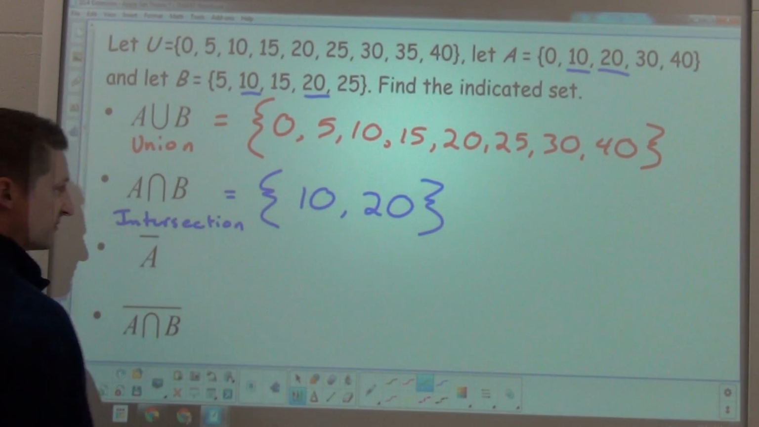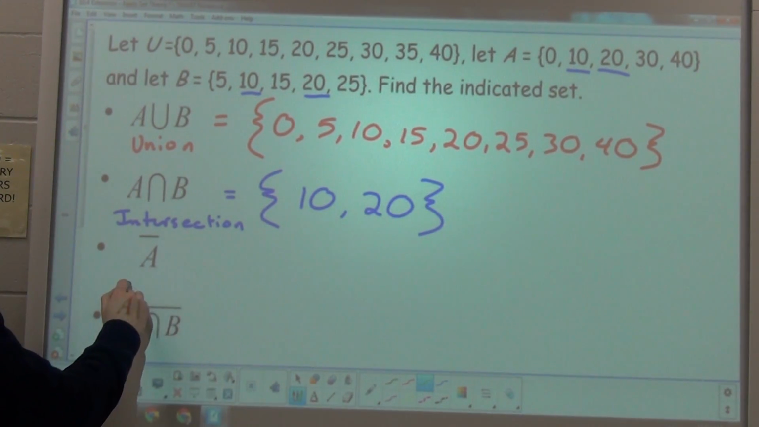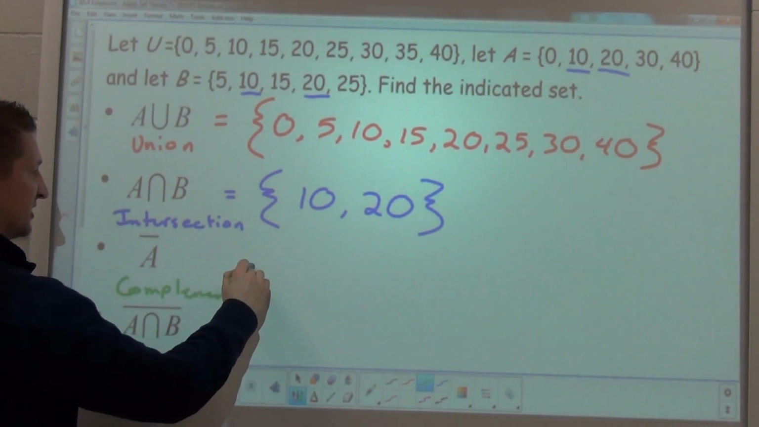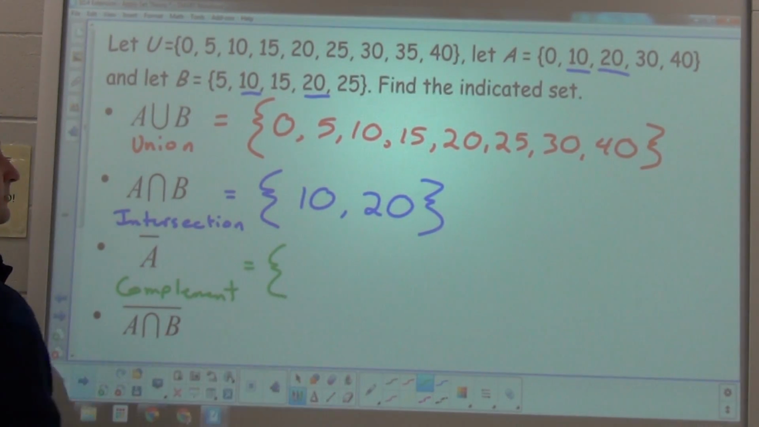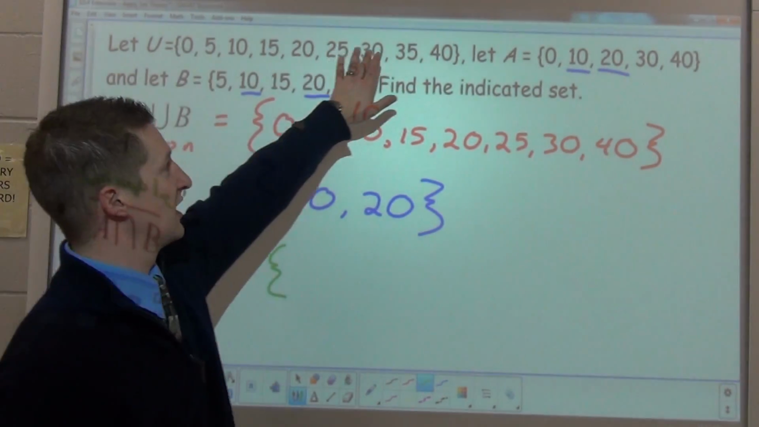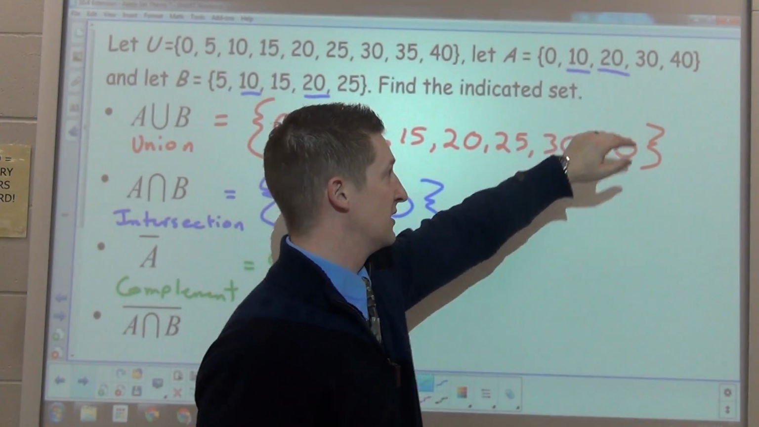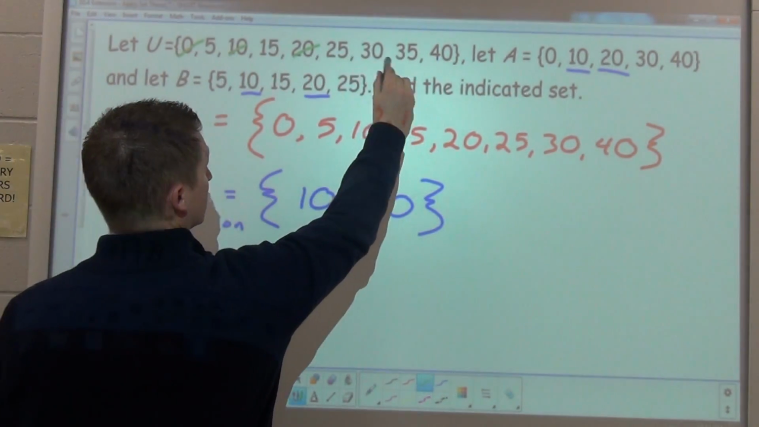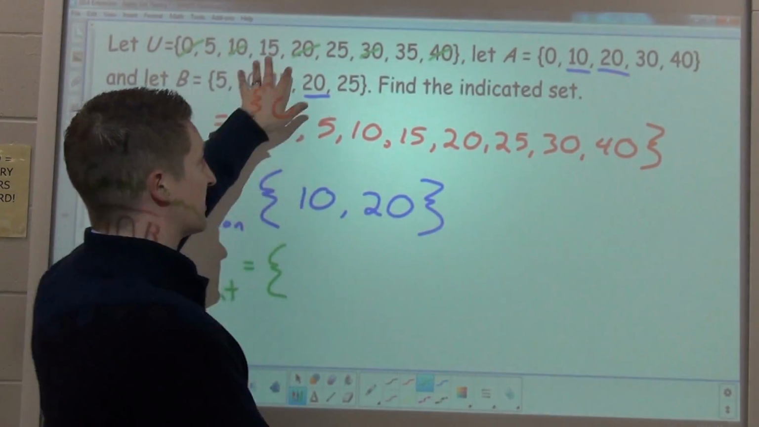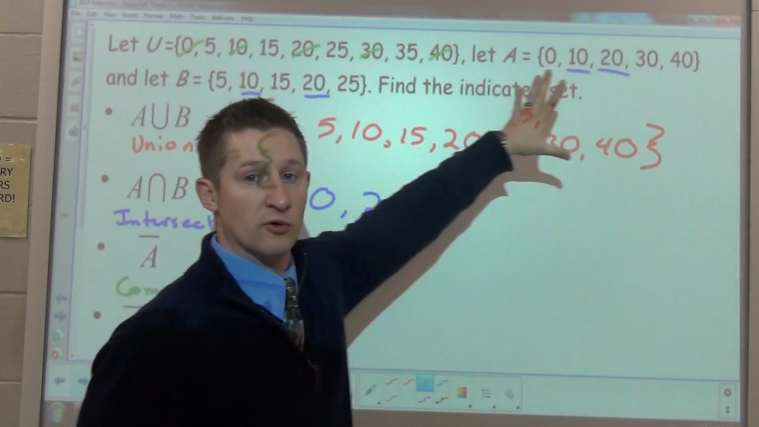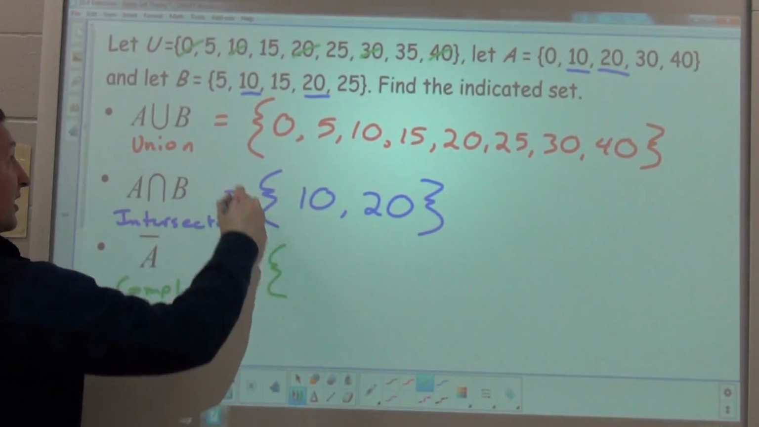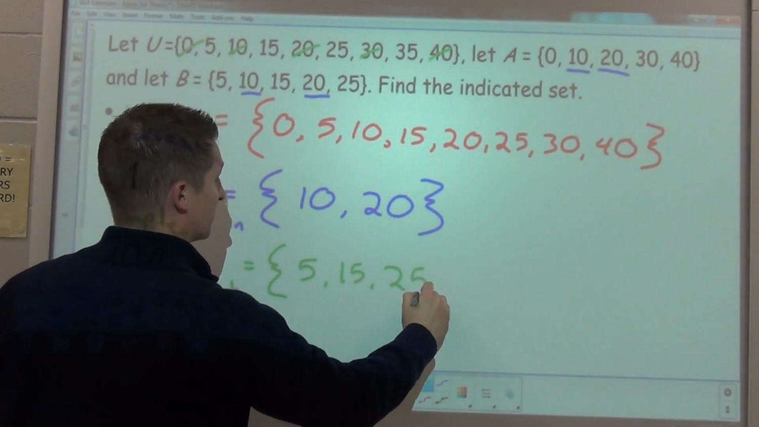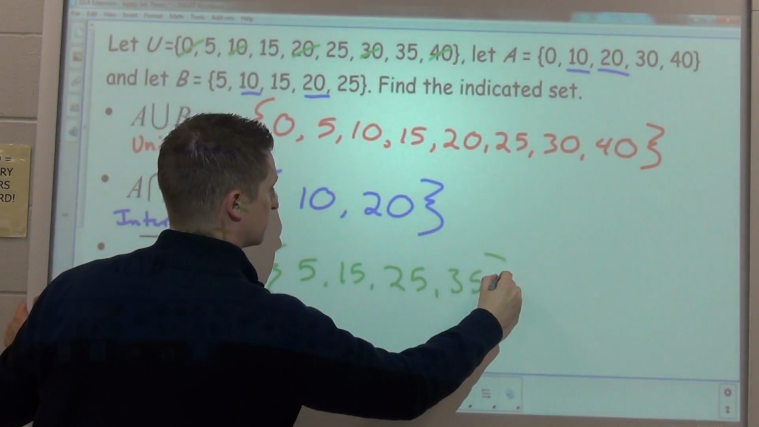Next up, we're asked to find the complement of A. So that's going to be anything that's not in set A but is part of the universal set. So what I'm going to do is look at my universal set and cross out anything that's in A. So let's see, 0, 10, 20, 30, and 40. Those are the elements that are in set A. So the complement to A would be everything else. Well, everything else includes 5, 15, 25, and 35.